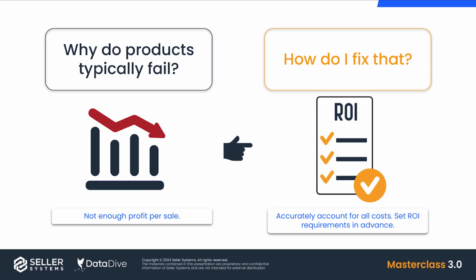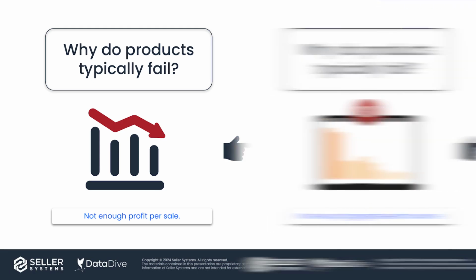And we're going to show you how to accurately account for all costs and set your ROI requirements in advance of launching. You don't want to launch a product, make a ton of money for Jeff Bezos and all of the other investors of Amazon. You want to be able to take the money and actually reinvest it into the business, or eventually, once it's grown enough, be able to take distribution.